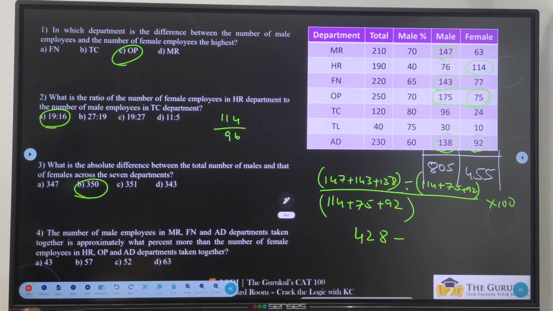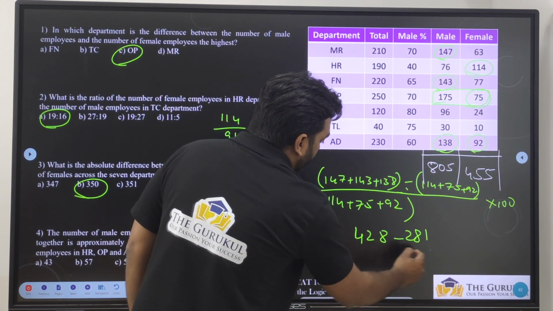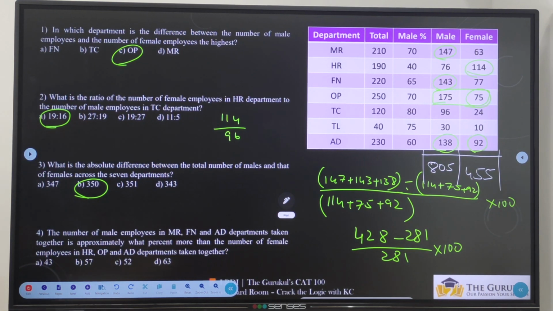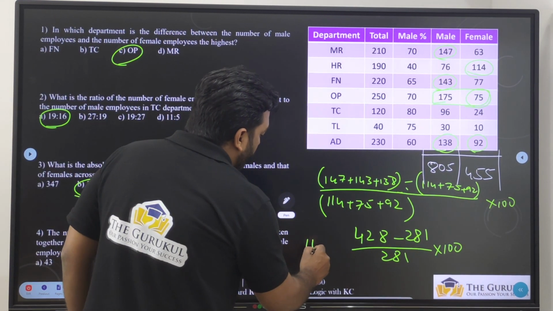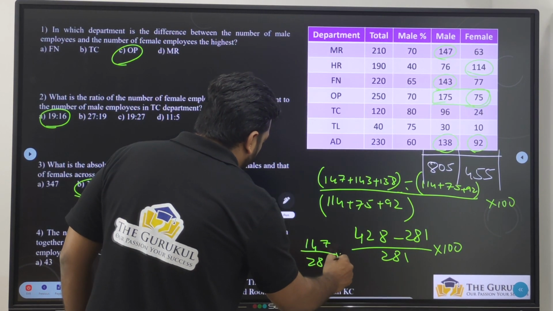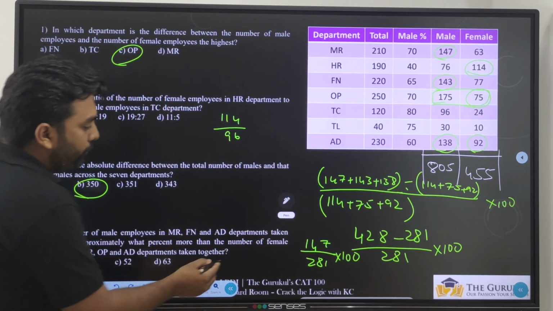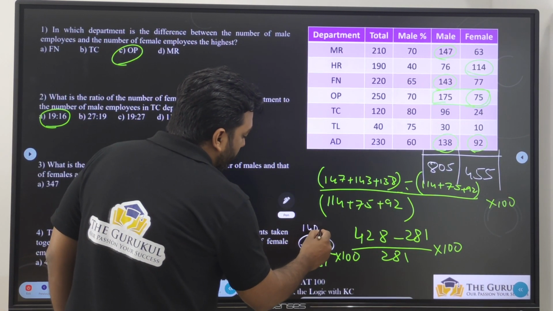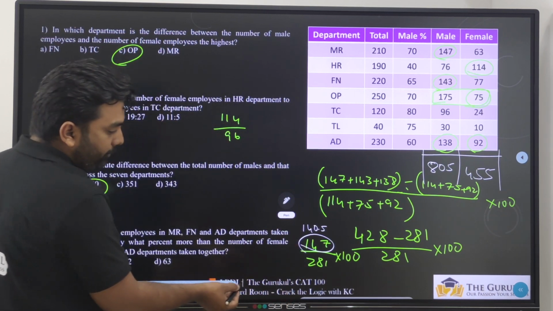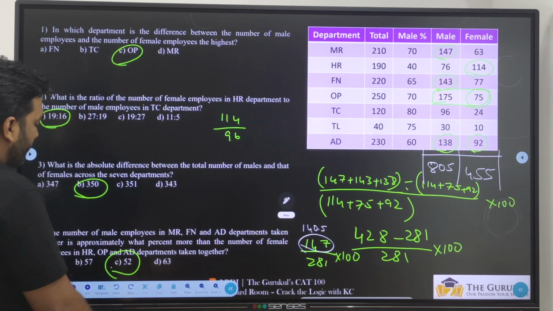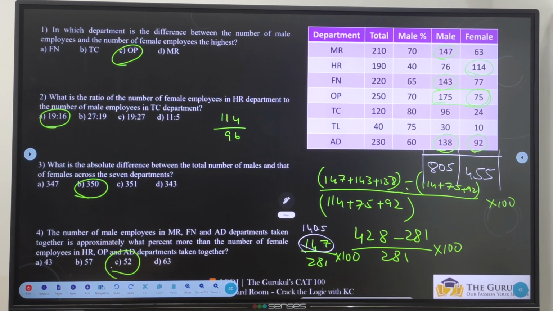428 minus 281, by 281 into 100. So 428 minus 281, so 147 by 281 into 100. If it is just 140.5 by 281, then it is exactly half. Instead of 147, if it is 140.5, then it is exactly half. 142 is 280, but it is slightly more. So my answer should be slightly more than 50%. That is option C.